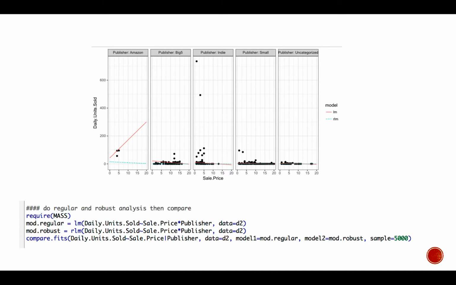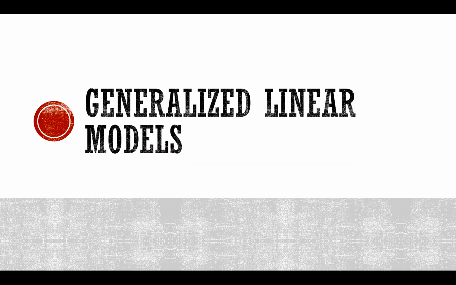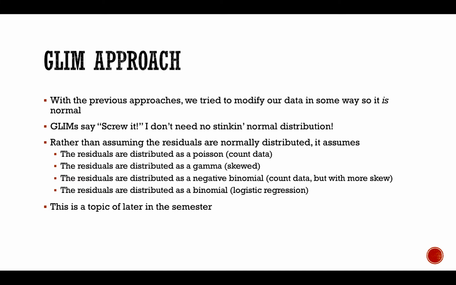So now that brings us to generalized linear models, which we abbreviate with GLIM. With the previous approaches, we tried to modify our data in some way so it is normal, with the exception of random forests and the rank-based procedures. So GLMs basically say, screw it, I don't need no stinking normal distribution.